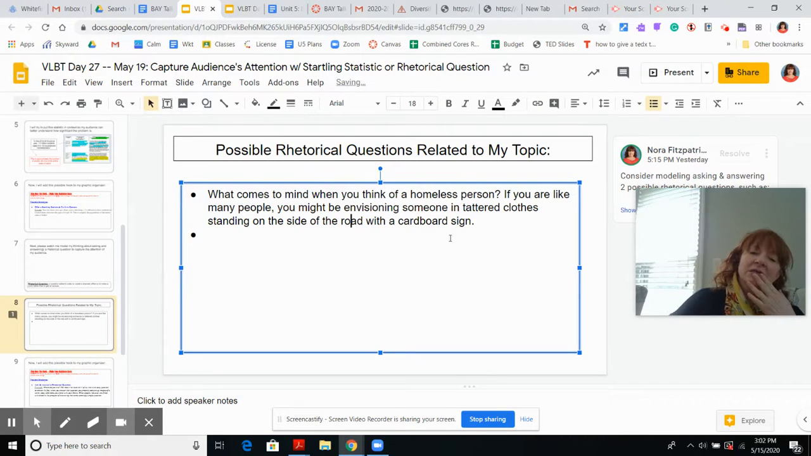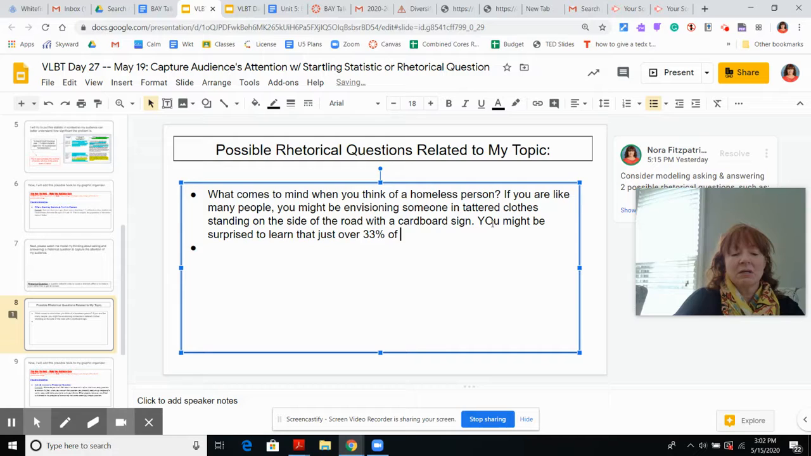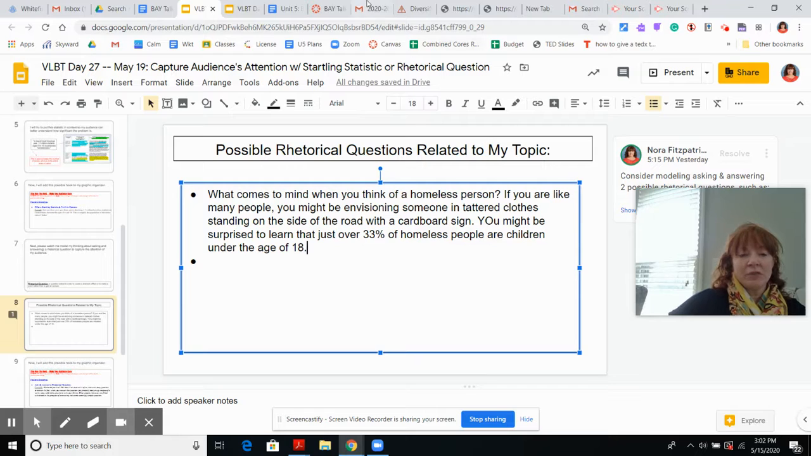So I've asked the question and I've kind of answered it. And if I use this rhetorical question, I probably have to go on to provide a little bit more information, where I might say something like, you might be surprised to learn that just over 33% of homeless people are children under the age of 18. Okay, that's one rhetorical question. This is the rhetorical question right here, but I'm also posing a possible answer.